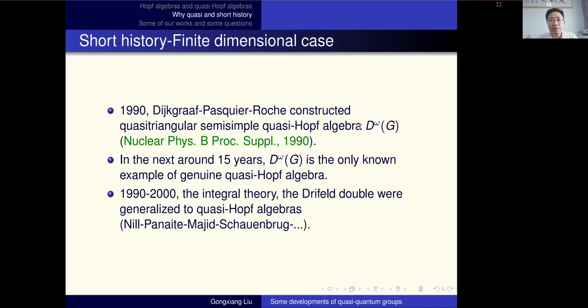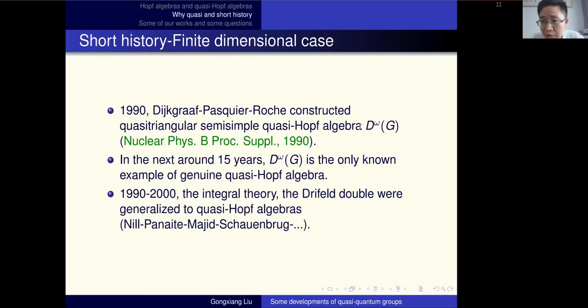What did we do in the next 15 years? We did not stop, but there was no essential development. But we did some work. For example, the integral theory and the Drinfeld double theory were generalized to quasi-Hopf algebras. Maybe you can think this is quite straightforward, but it's not so straightforward.